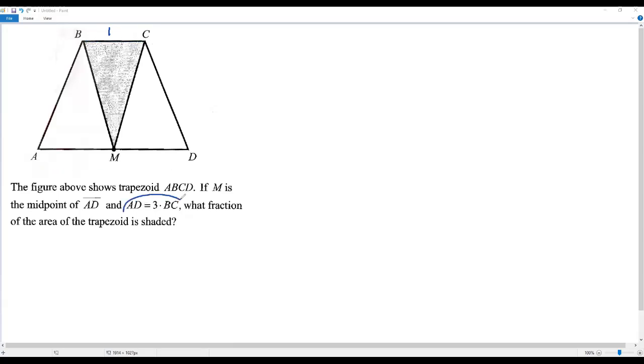So it is given that AD equals 3 times BC. So to get the length of AD, I have to multiply the length of BC by 3. 3 times 1 is just 3. So the length of this side AD is just 3.